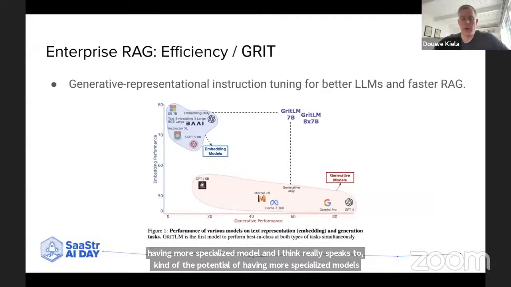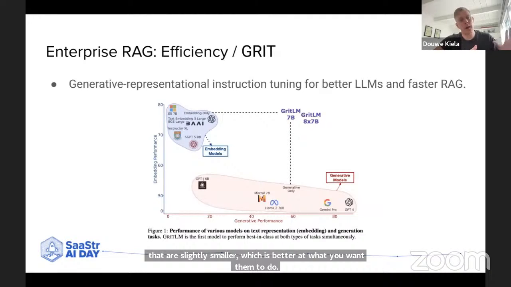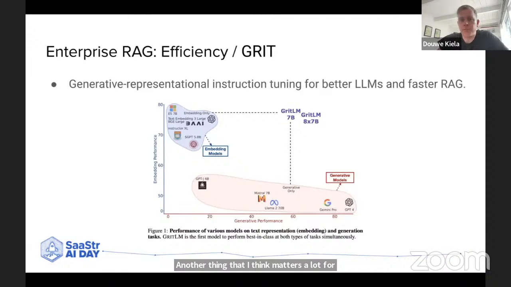Another thing that I think matters a lot for enterprises that maybe academics care slightly less about is efficiency. We, again, open sourced all of this work. All the models are out there and you can play with them. This is called GRIT, Generative Representational Instruction Tuning, where we show for the first time that you can have one single model, so really just one language model that is best in class at representation and generation. A RAG system has to have these two different things it needs to be good at, and what we show here is that it can actually be the same model that is good at both.